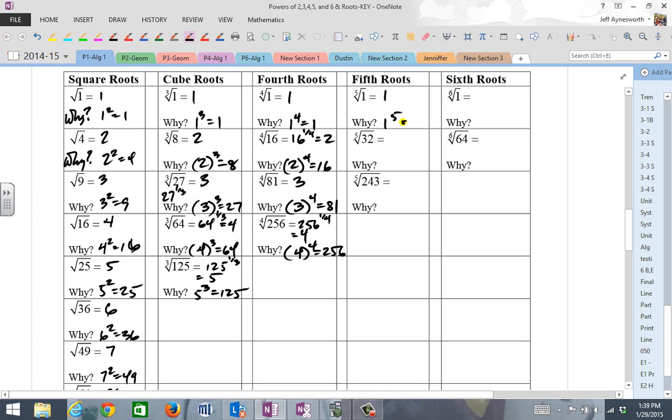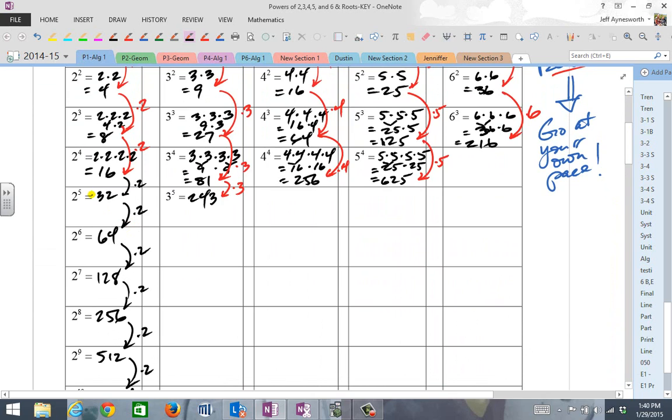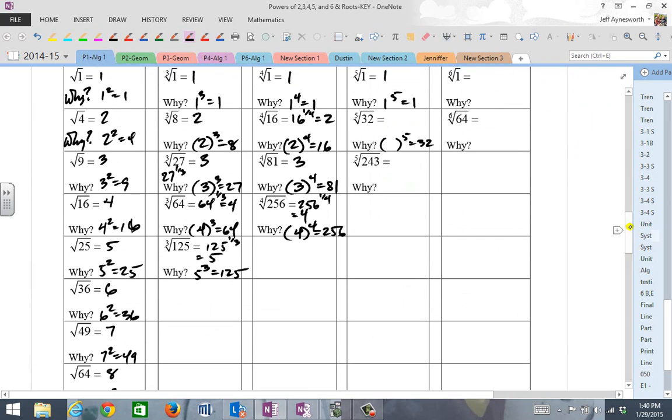Now, the fifth root of 32 is a number such that if you take it to the fifth power, you get 32. So what number raised to the fifth power gives you 32? Let's look at the fifth powers. 2 to the fifth gives you 32. So the fifth root of 32 gives you back 2. So I know this has got to be 2. Why? Because 2 to the fifth equals 32.